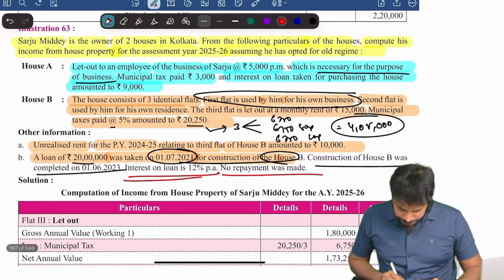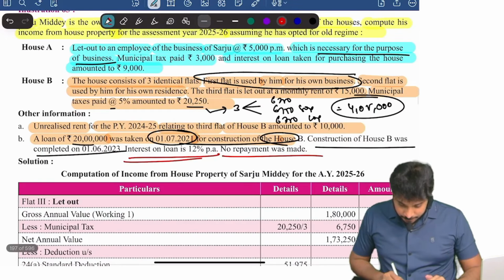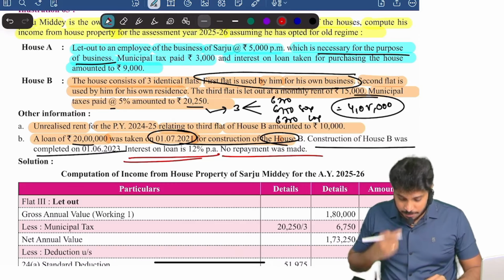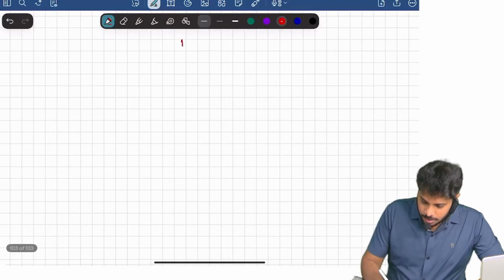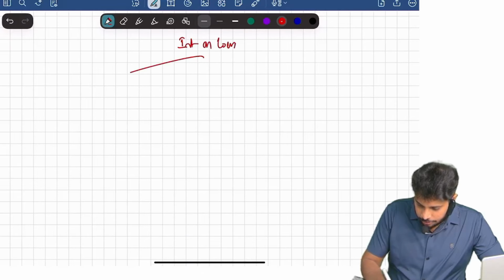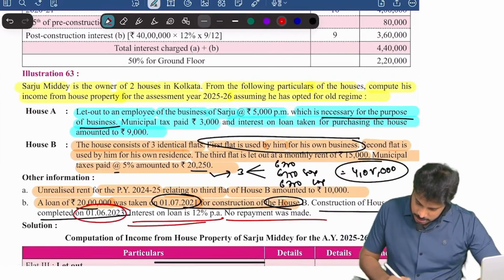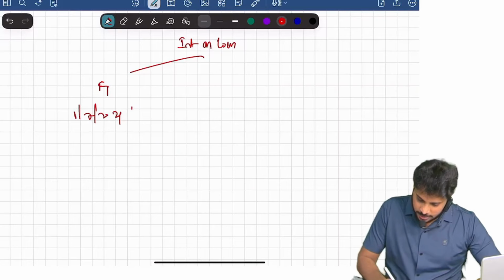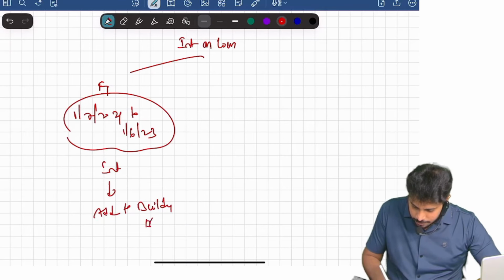Now remember, 20 lakh is the loan taken. If you observe, the first flat is used from construction completion date for business purpose. Now you see how I will do it, interest on loan. Flat number 1: loan taken 1st July 2021, construction completed on 1st June 2023. Whatever interest I incurred, I will add it to the buildings block.